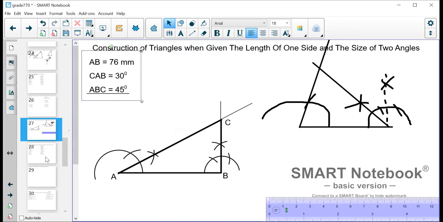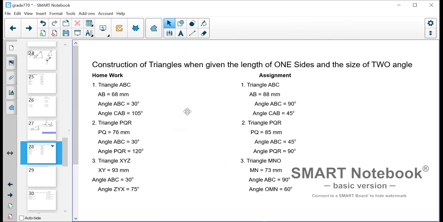So look at these examples here that you can practice on, or need to practice on. You have them here, triangle ABC. AB is given as 68, and you're given two base angles. One is 30 degrees, the other one is 105 degrees. Then you have some others here, so the angles are different. You will have to construct these angles, and that would help you to obtain the triangle.